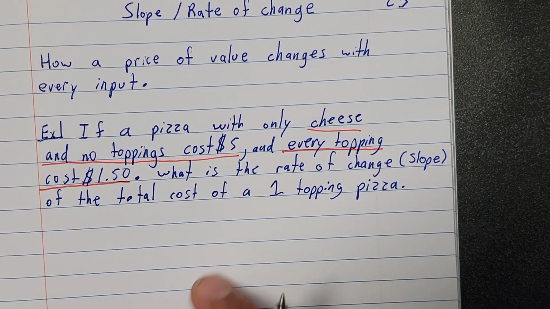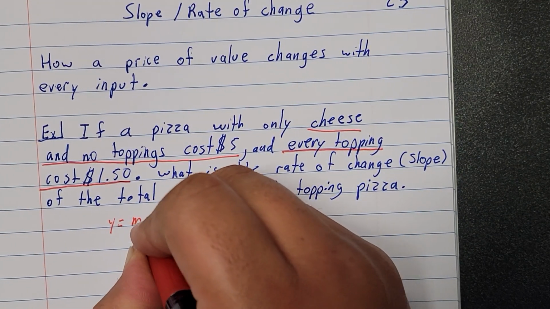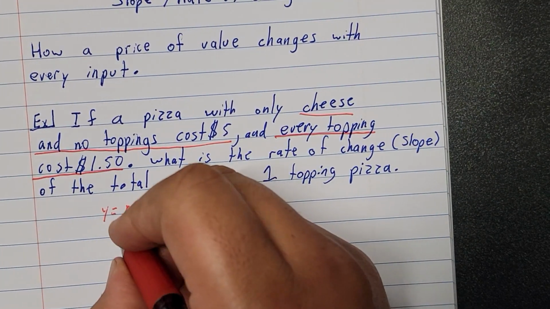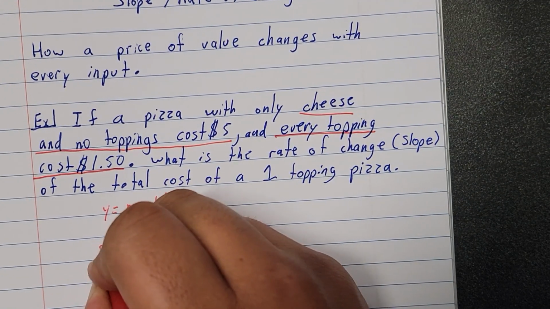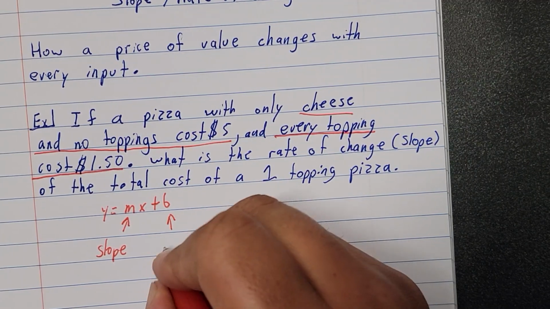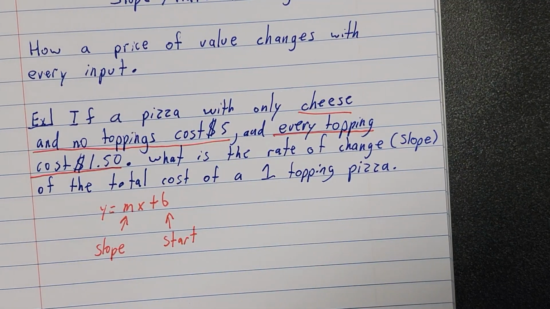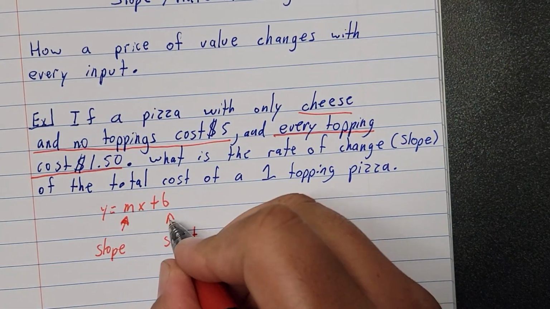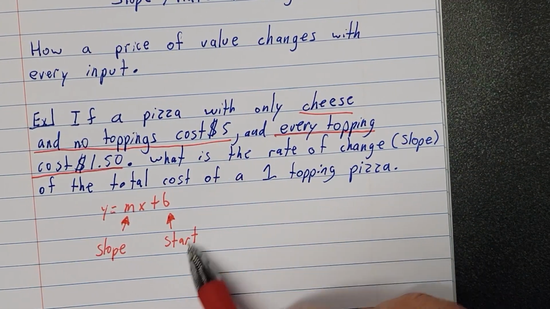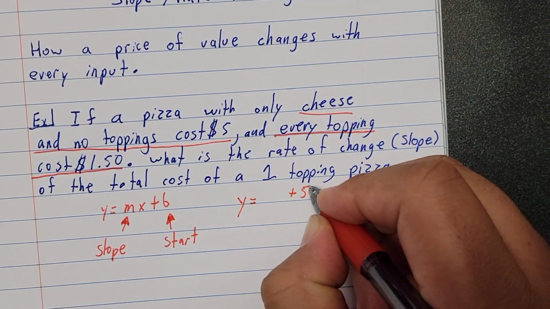So our basic setup is what we call y equals mx plus b. Okay, that's our basic function. The m is going to be the slope, and the b is going to be the starting cost. So I know that if I were to get a cheese pizza, just something with no toppings, that costs $5. So I have to start with $5. Y equals, and let's put a plus 5.